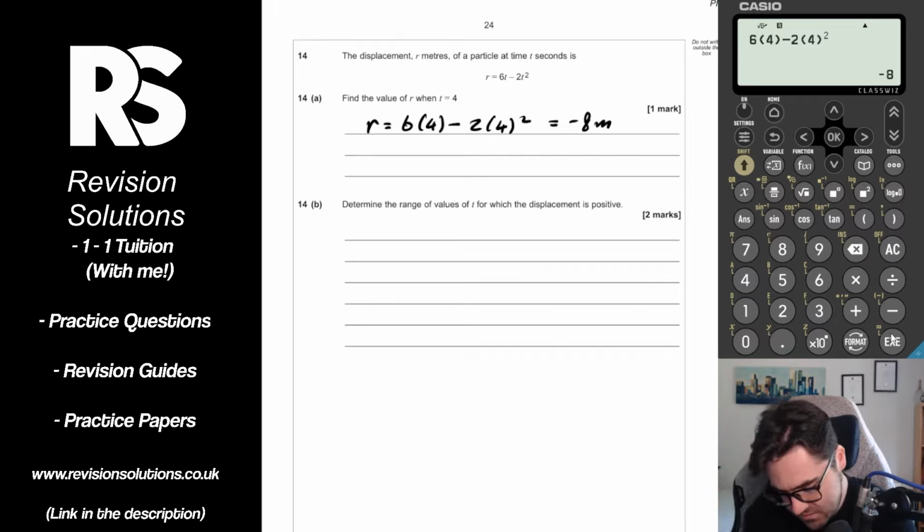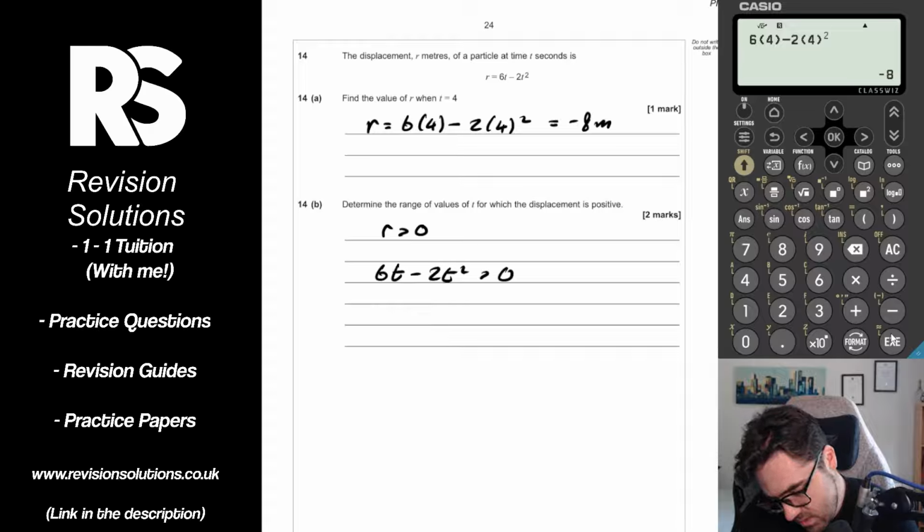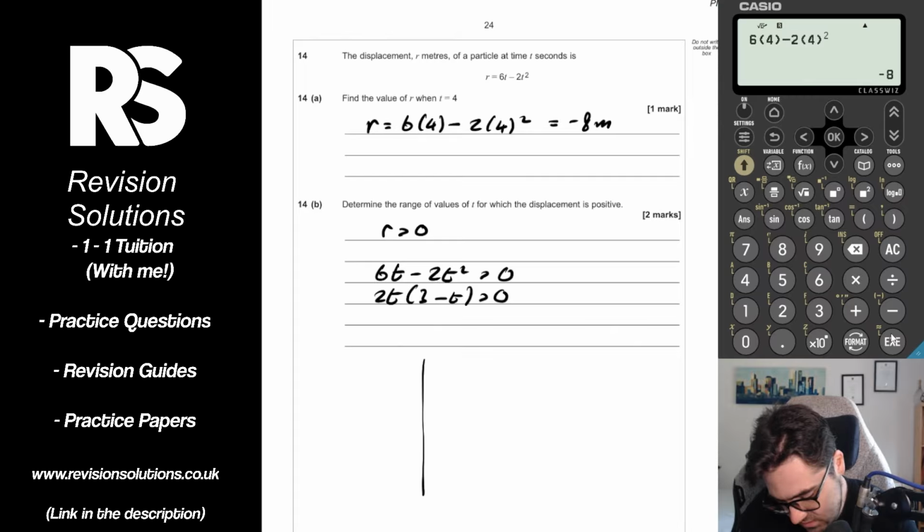Determine the range of values of t for which the displacement is positive. So we want to know where r is greater than 0. That'd be 6t minus 2t squared is greater than 0. If I factorize out a 2t from all that, we'd have 2t times 3 minus t. That's just a simple quadratic inequality. If I sketch that, we'd have a root at 0 and a root at 3, and it would be a negative quadratic.